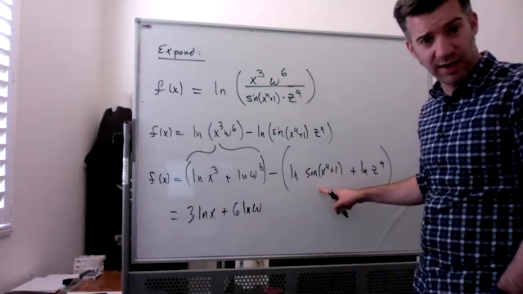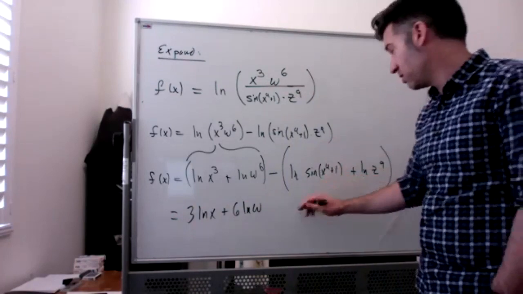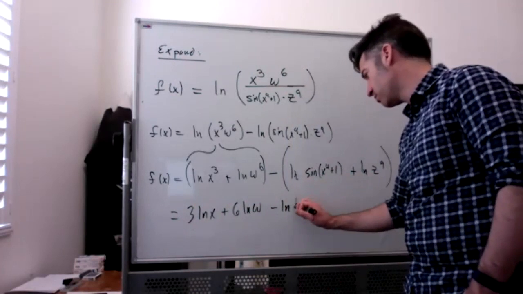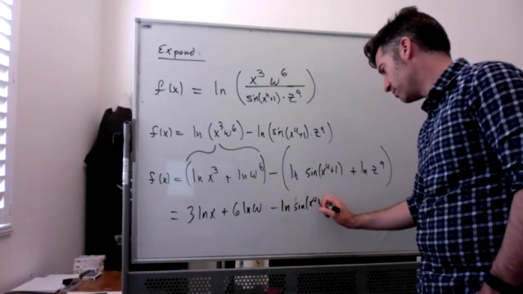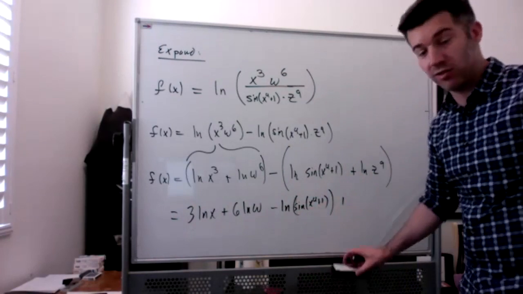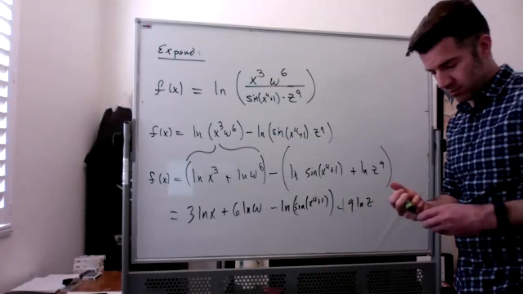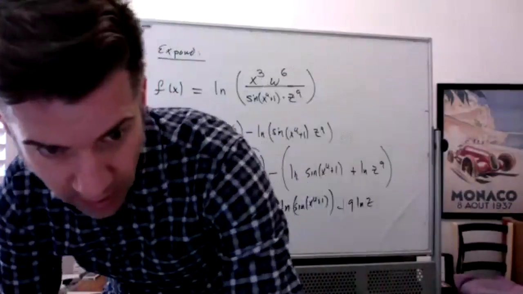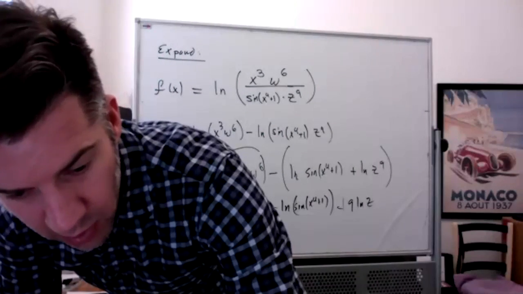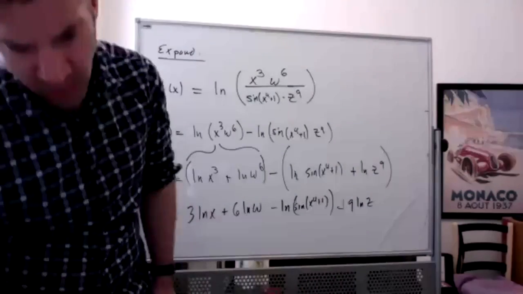There is no power to bring down here because there isn't a power that's on the entire expression. This 4 doesn't get to come down. So minus the natural log of sine of x to the 4th plus 1, and then minus 9 natural log of z, because the minus sign distributes. So that is how you would expand the logarithmic expression. And I know we've done a couple examples of that already, but worth showing you guys again. Okay. Let's see.